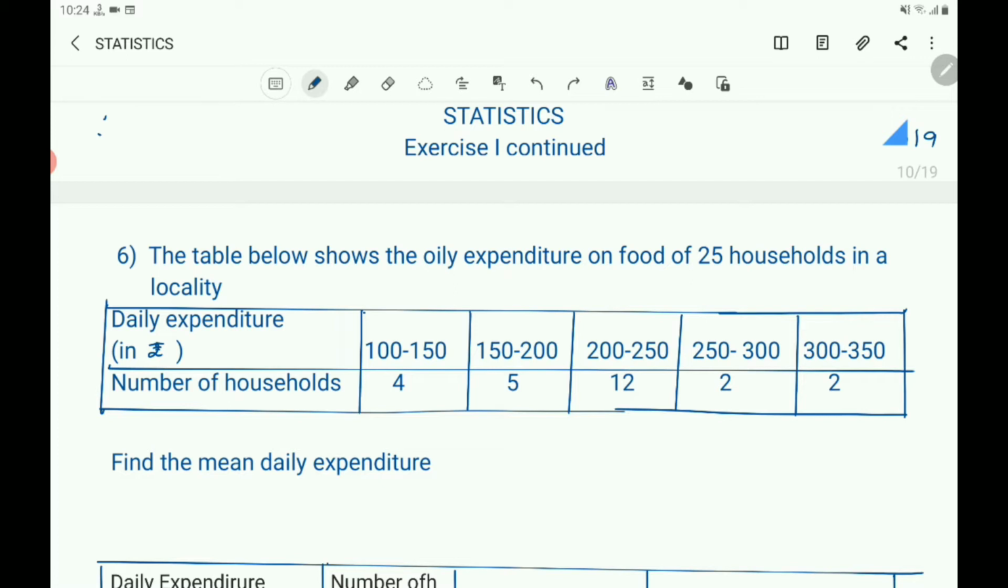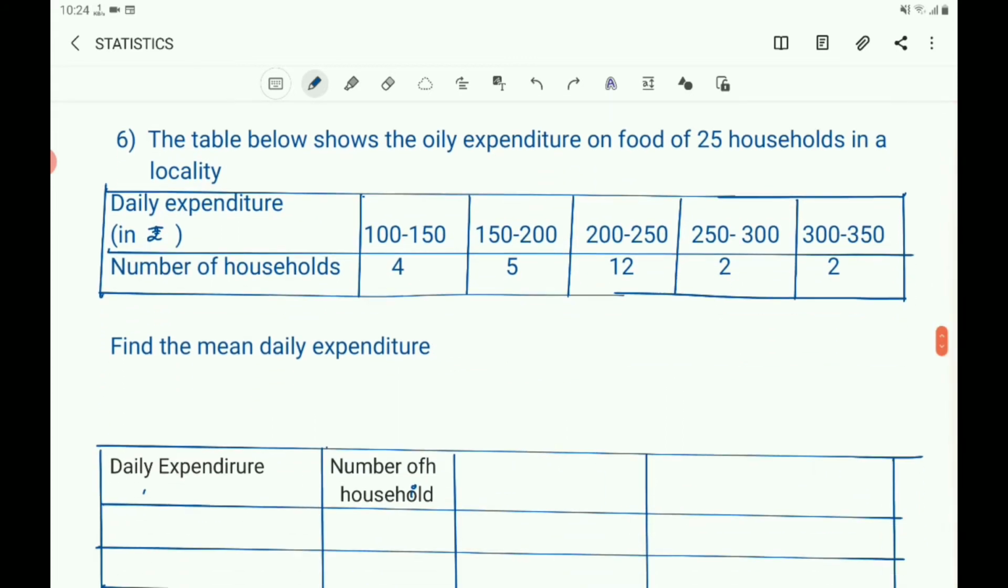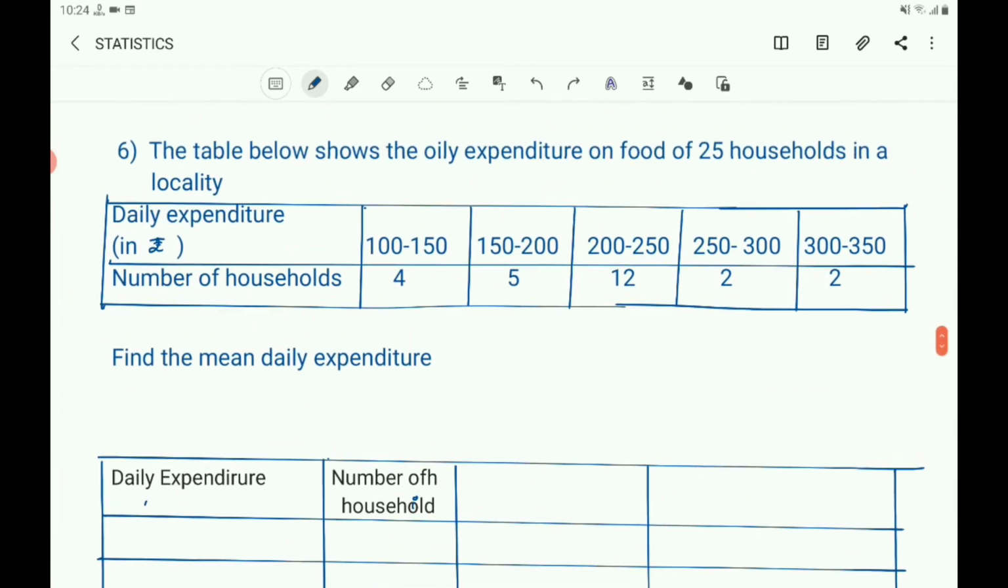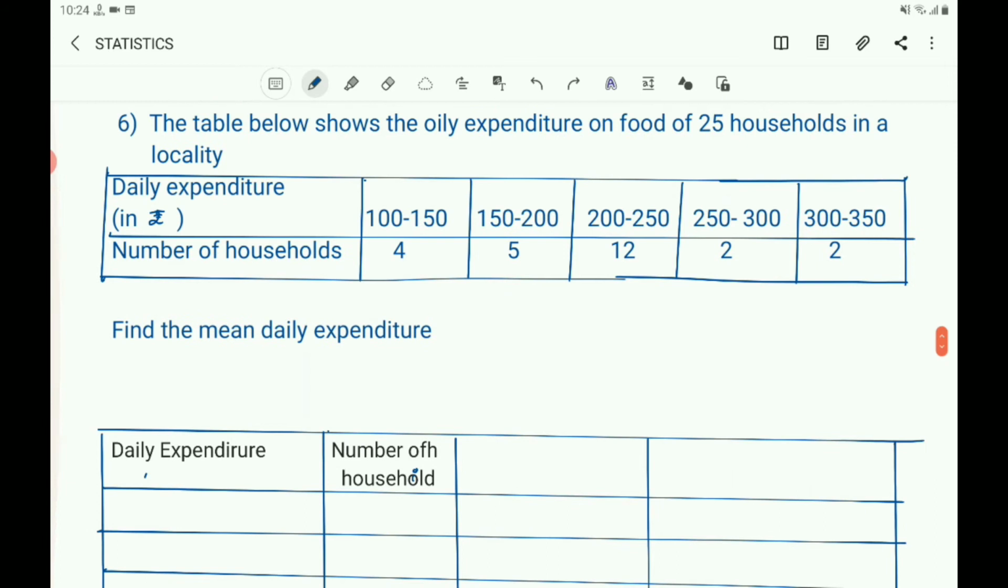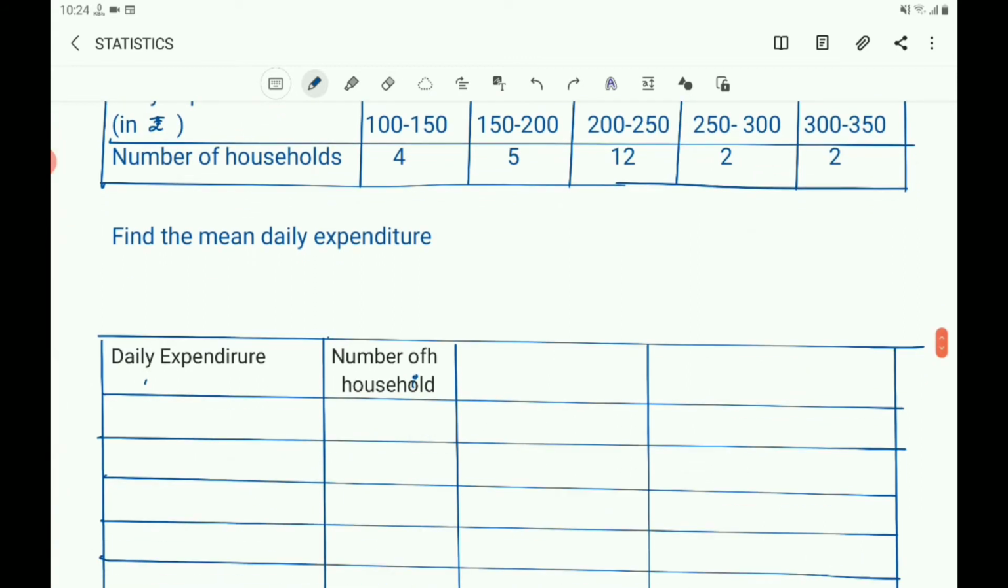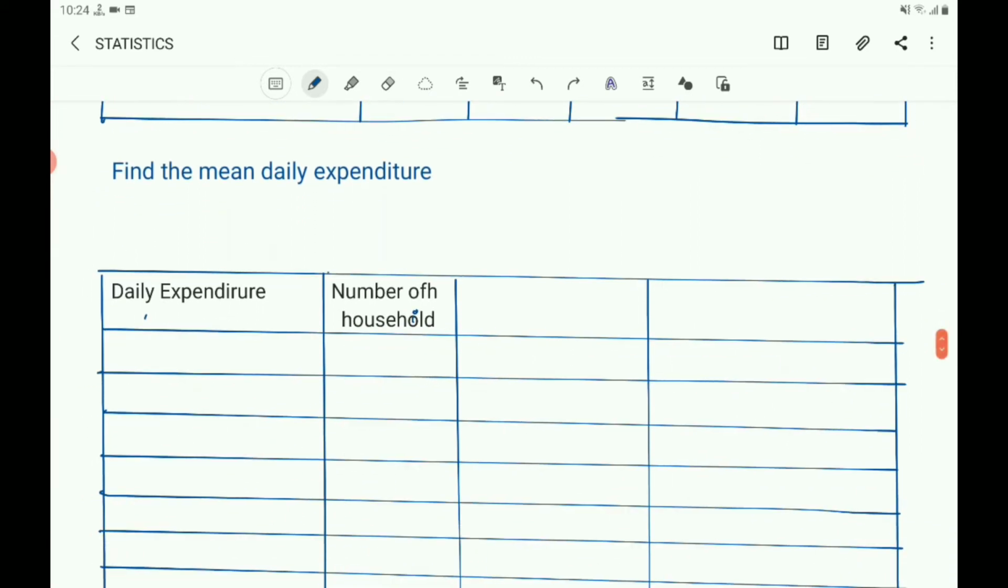Now, the question is, here what you have to find out? We have to find the mean daily expenditure. Now, you tabulate it in the vertical column. In the first column, you take the daily expenditure which is given in terms of class interval, and the second one is number of households.